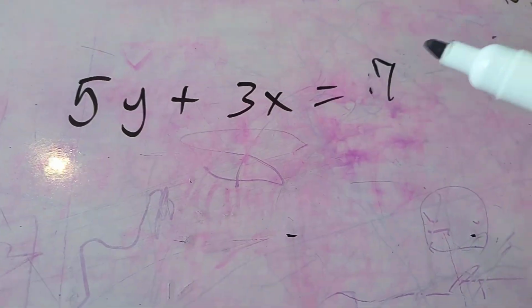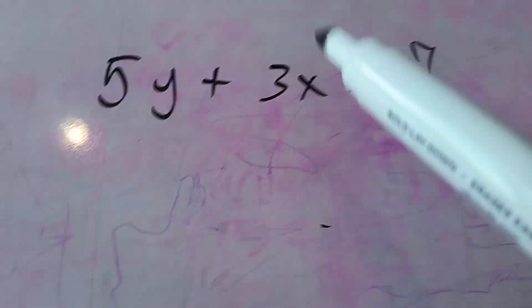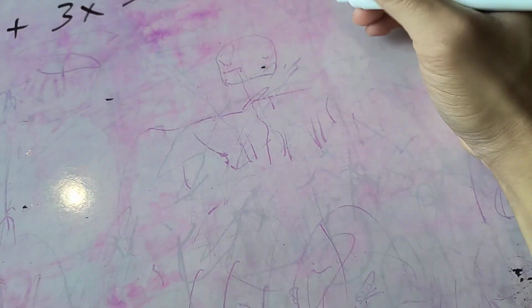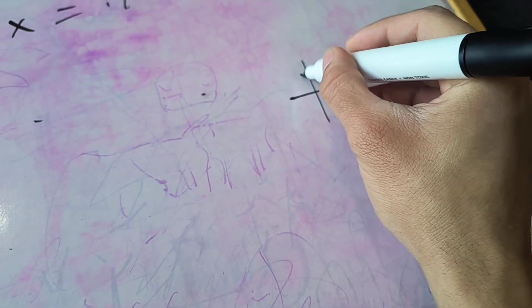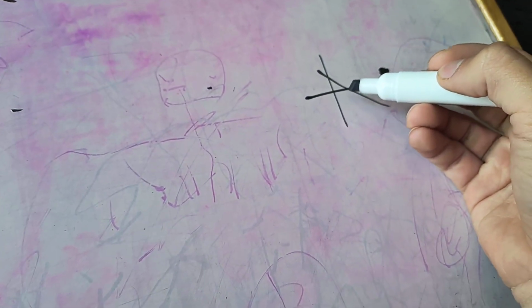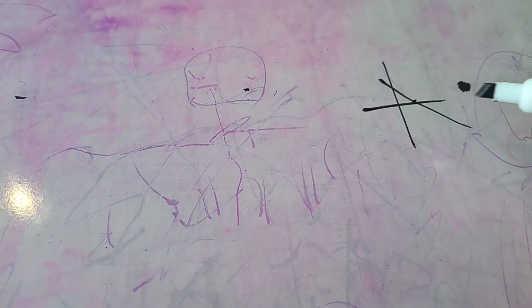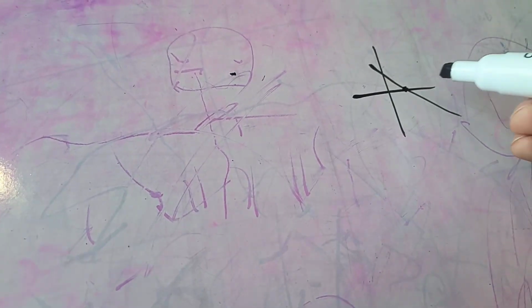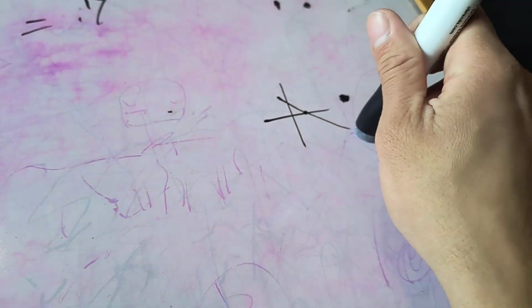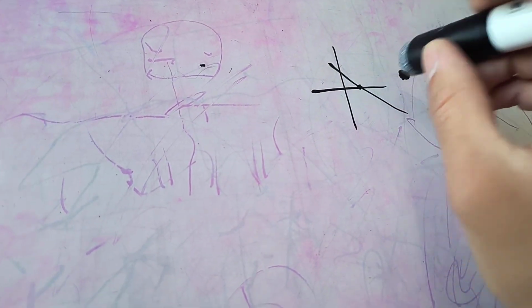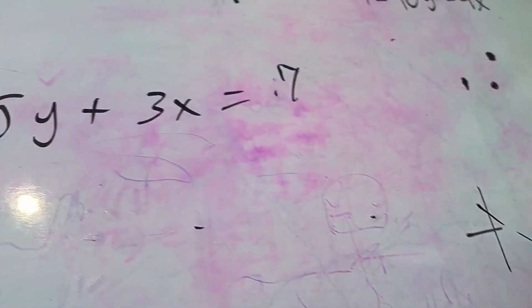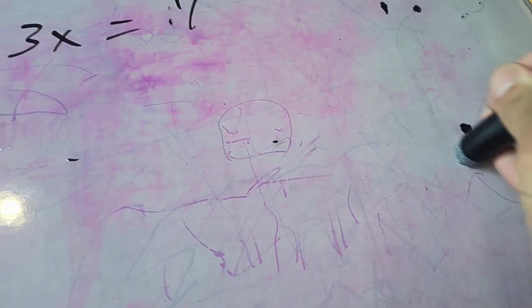Let's find the x-intercept for this equation. Now remember, the x-intercept is whenever the line crosses the x-axis right here. So the x-intercept for this line would be that right there. And when that happens, y is going to be equal to 0 because it's just on the x-axis. So y is equal to 0 at an x-intercept.